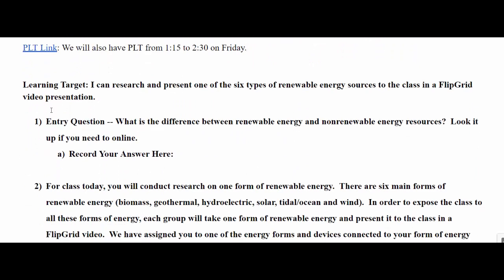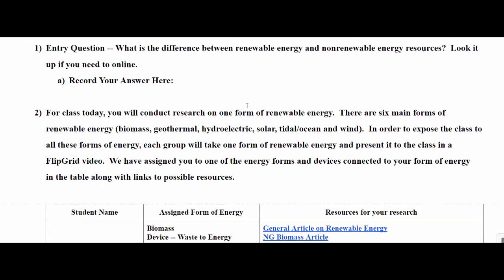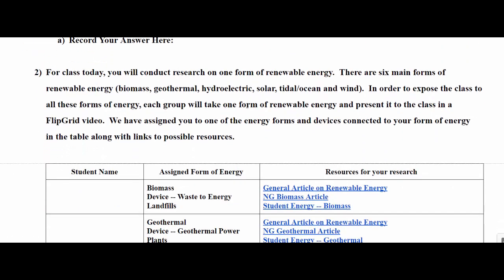Okay. The learning target for the next few days is: I can research and present one of the 6 types of renewable energies and then present it in a Flipgrid video presentation. So what you guys are going to be doing is each of you will be assigned your own form of renewable energy.